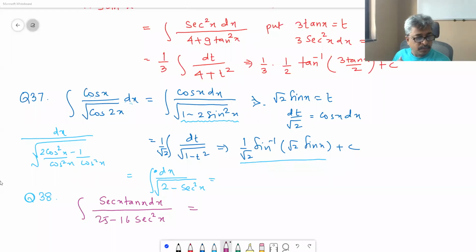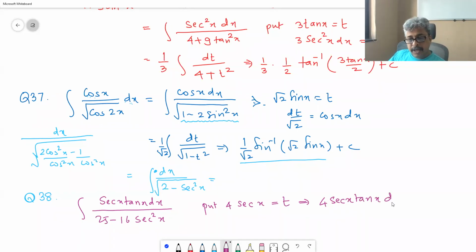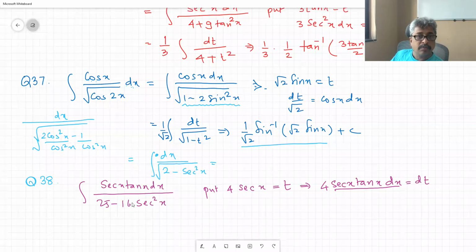Okay, if we assume that, let us first step is put 4 sec x equal to t. This implies 4 sec x tan x dx is equal to dt. Therefore sec x tan x dx is equal to dt upon 4.